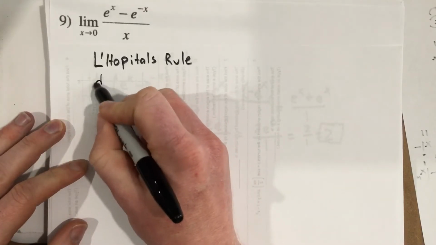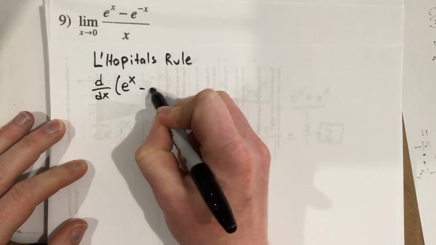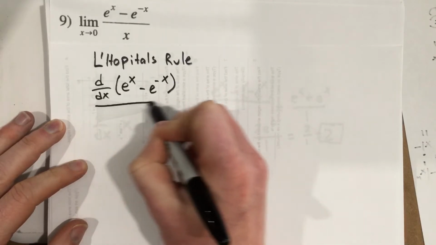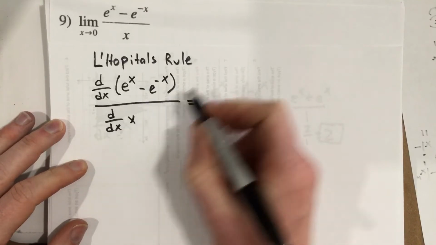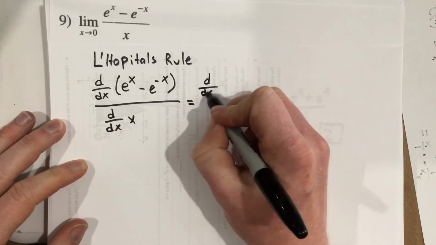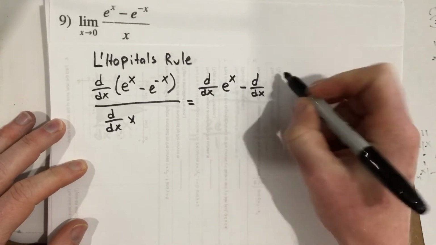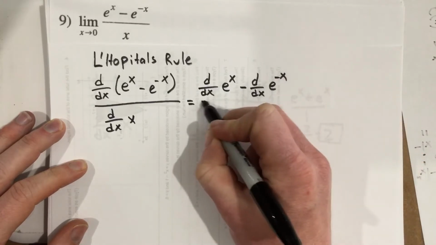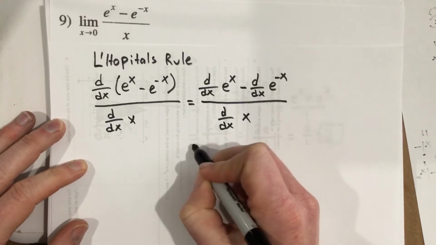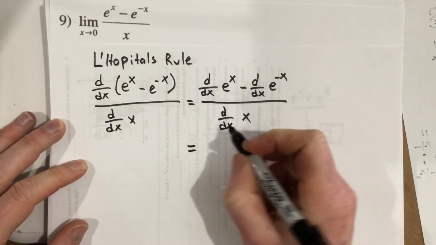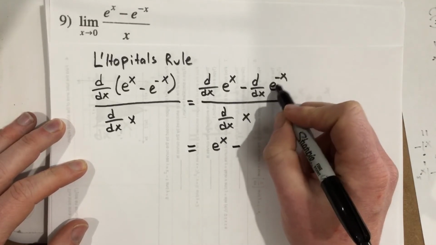So if I use L'Hopital's rule at the top, I get the derivative of e to the x minus e to the negative x over the derivative of x. I can then write that as the derivative of e to the x minus the derivative of e to the negative x, all over the derivative of x. Let's evaluate these. The derivative of e to the x we know is just e to the x, minus the derivative of e to the negative x.